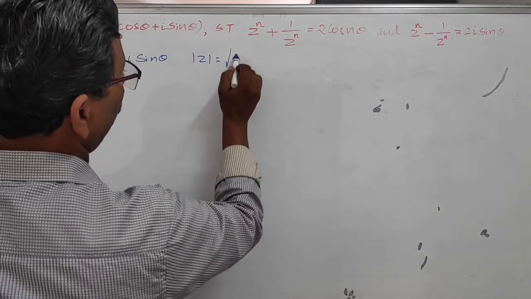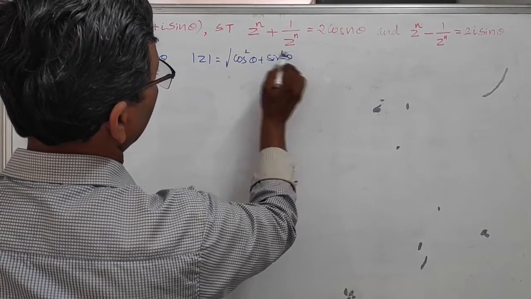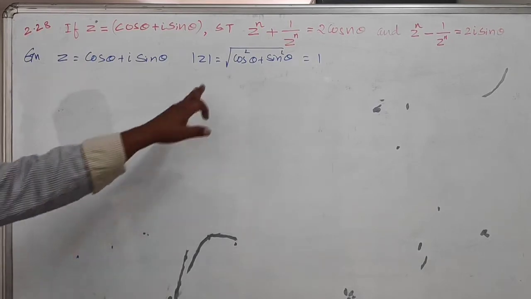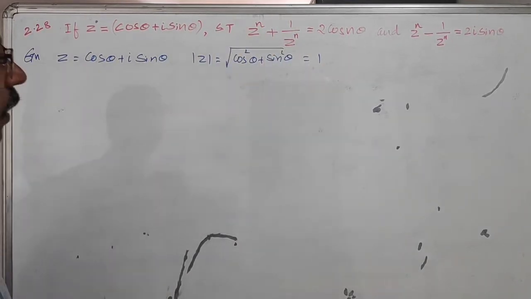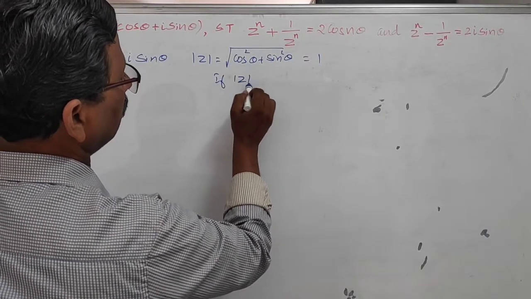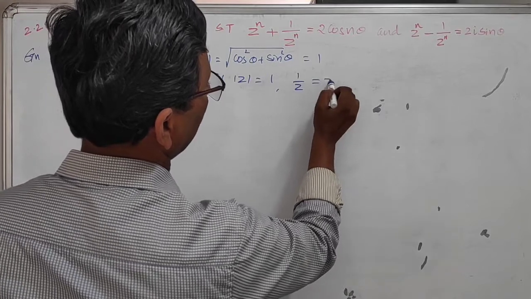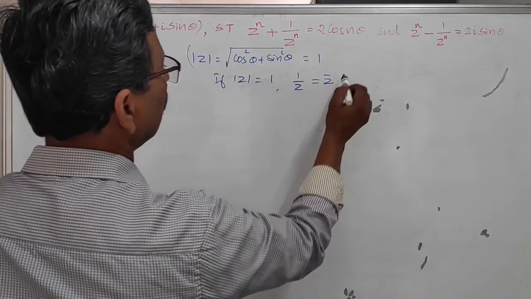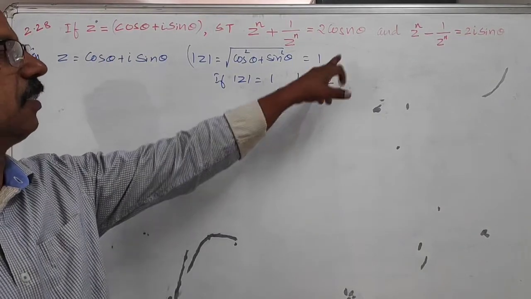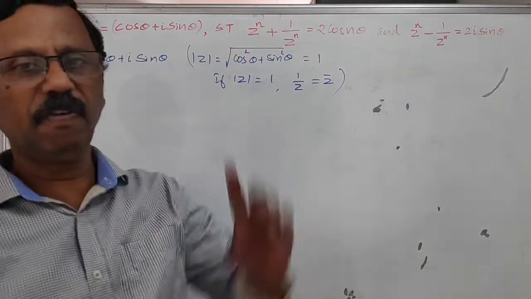That is root of cos square theta plus sin square theta, which is equal to 1. Modulus z equal to 1. Why am I saying this? If modulus z is equal to 1, then 1 by z is nothing but z bar. If modulus z is equal to 1, to find 1 by z, you find its conjugate. This result is very important for proving this type of problems.